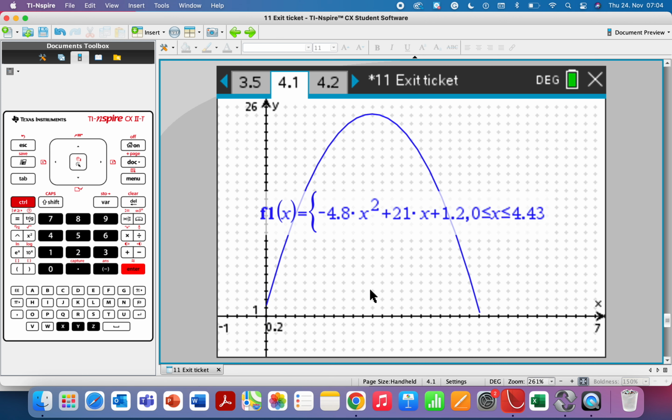Look at that. Isn't that nice? So it starts at x equals 0, and it finishes, well, look, maybe because of the pixels, it doesn't finish quite on the intercept here. But if we made this 4.43 a little bit more accurate, then it would for sure cross at this intercept.